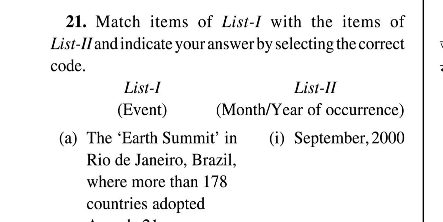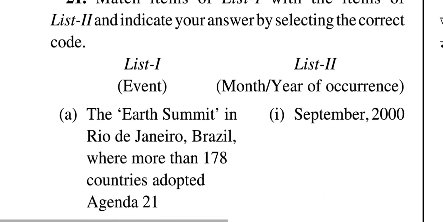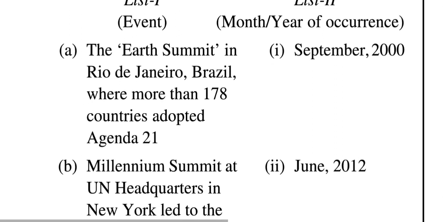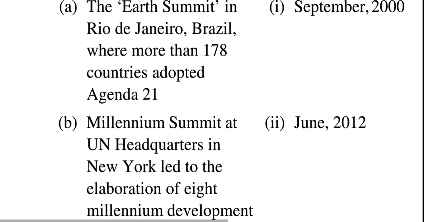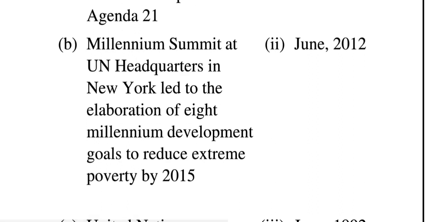Number 21, it's a match the list question. It says match items of list 1 with the items of list 2 and indicate your answer by selecting the correct code. In list 1 we have event, in list 2 we have month, year of occurrence. In list 1 we have the Earth Summit in Rio de Janeiro, Brazil, where more than 178 countries adopted Agenda 21. B, we have Millennium Summit at UN headquarters in New York led to the elaboration of 8 Millennium Development Goals to reduce extreme poverty by 2015.